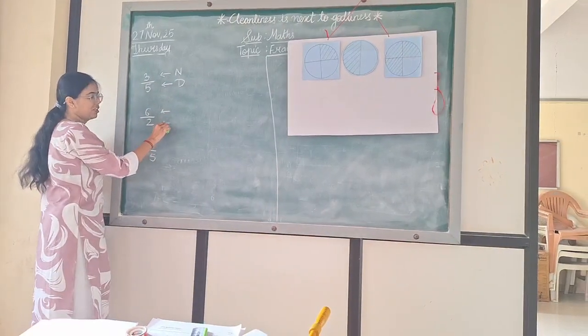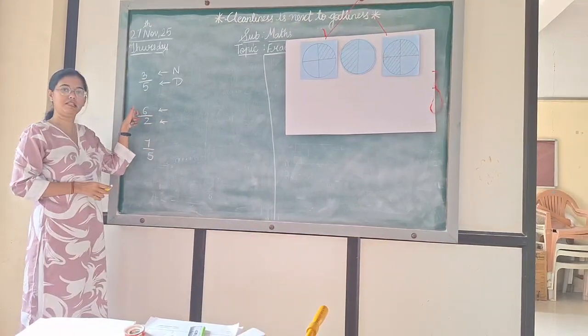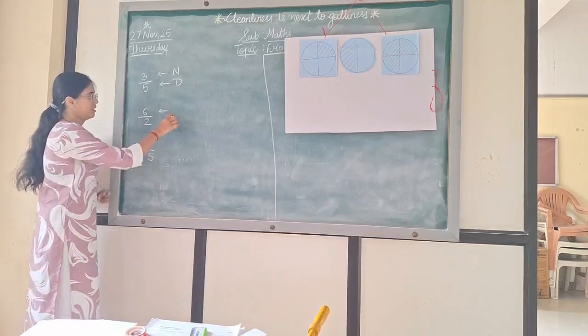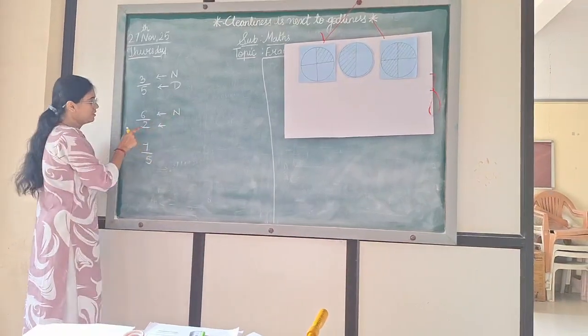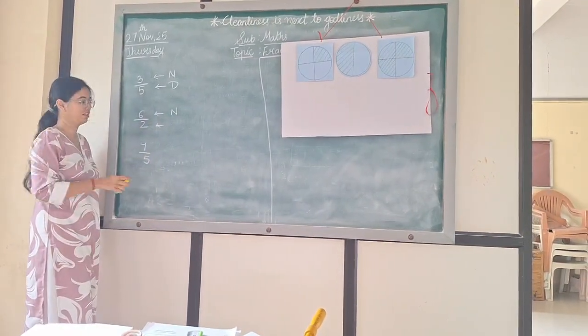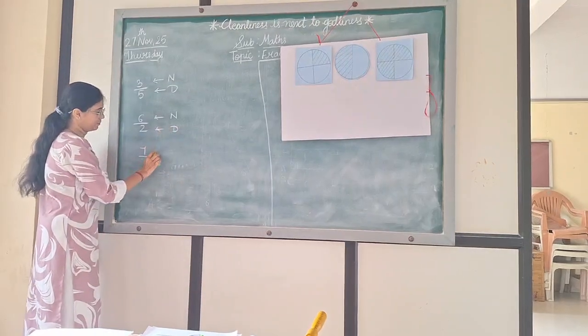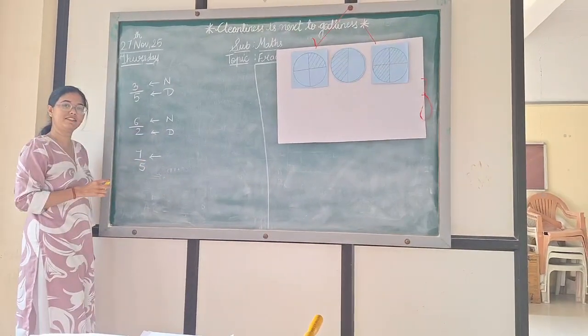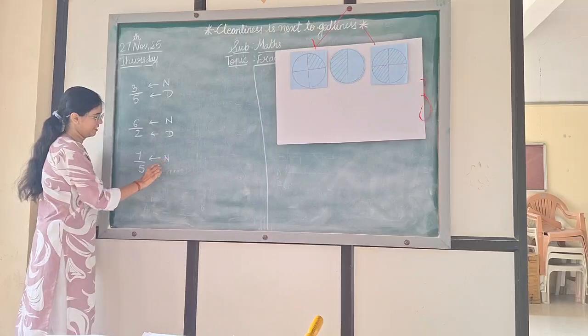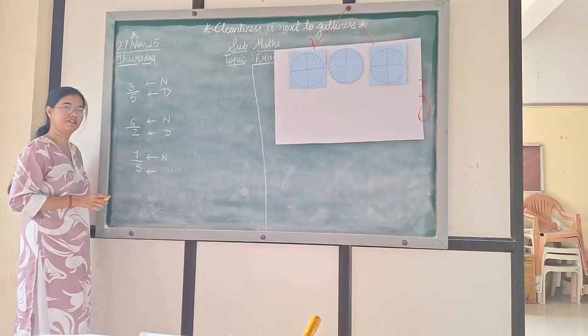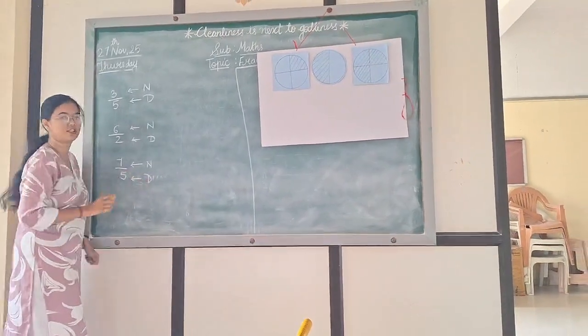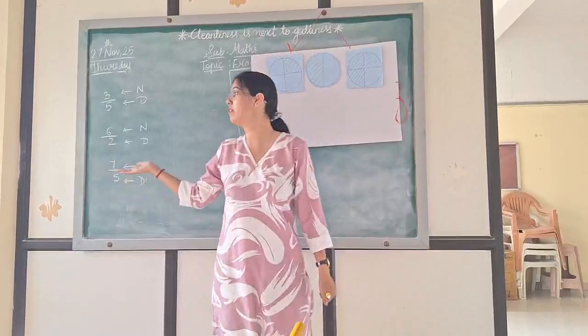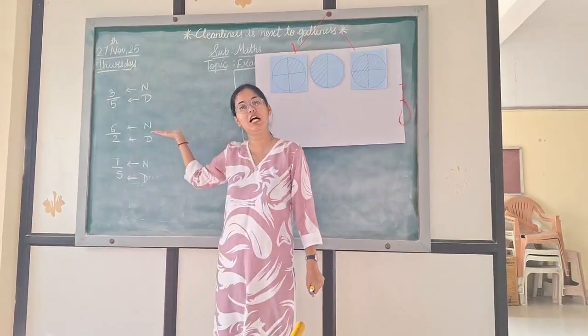In the next fraction, Aboli, please tell me. 6 is the numerator. Yes. And what is 2 over here? Denominator. Very good. What is 7? Numerator. Yes. And 5? Denominator. Excellent. So is this concept clear? What is the numerator and the denominator?